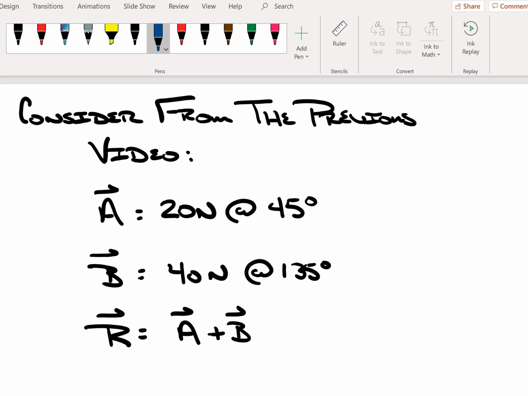Recall from our previous video the two vectors that we used: vector A, which was 20 newtons of force directed at 45 degrees to the x-axis, and vector B, which was 40 newtons of force directed at 135 degrees to the x-axis. And our resultant vector was given by the composition or the addition of vectors A and B.